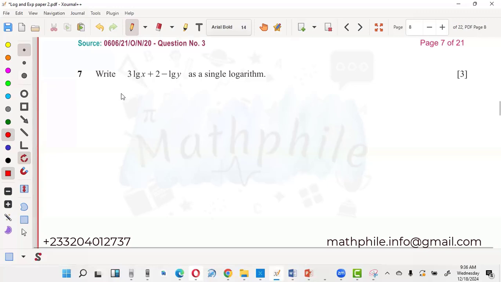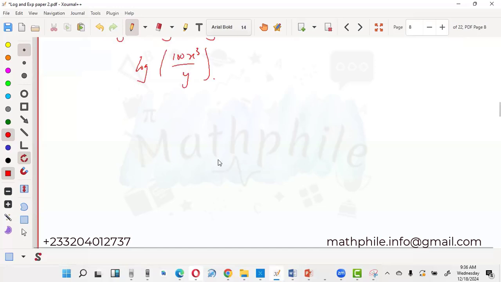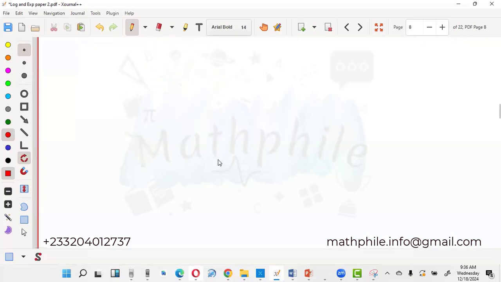This can be written as log x cubed, plus log 10 squared all over y, minus... so this would be log 10 squared, so 100 x cubed over y.